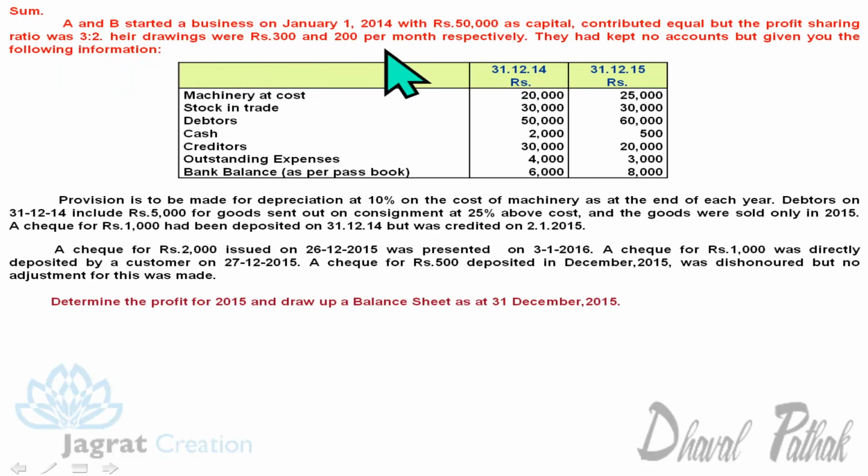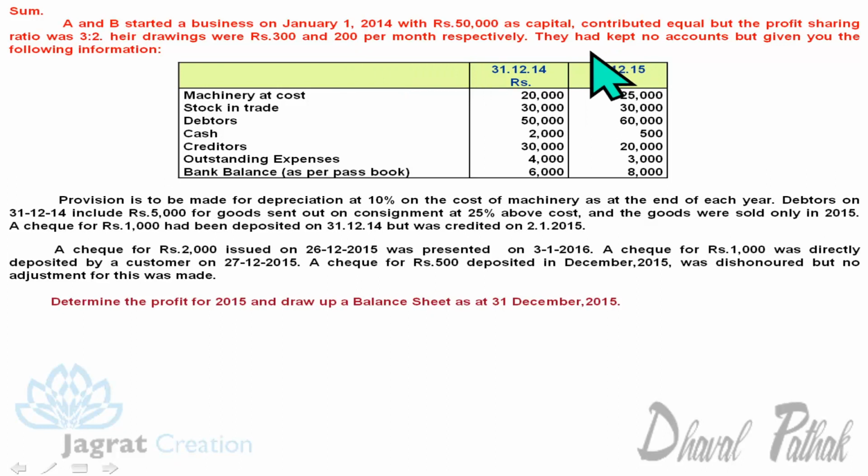The partners are drawing cash every month, 300 and 200 per month, right from the beginning. So capital 50,000, the capital that we find out by statement of affairs as on 31st of December 2014, and considering the details of drawings, we will be in a position to find out the profit.